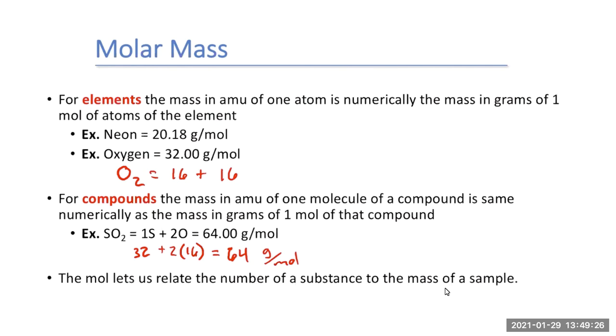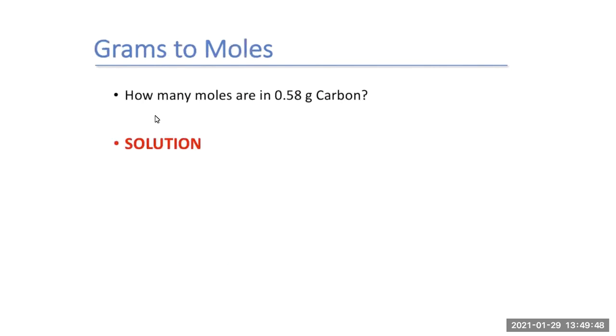Instead, you may be asked to weigh 5 grams of a sample. You should be able to figure out how many moles are in that 5 grams. And if you know the molar mass of the compound, you can figure it out. So now let's look at an example. If I want to figure out how many moles are in 0.58 grams of carbon.